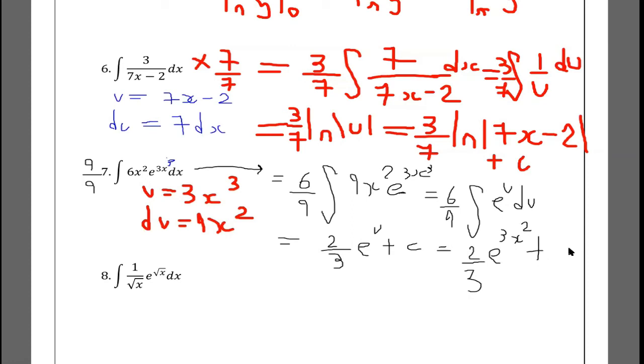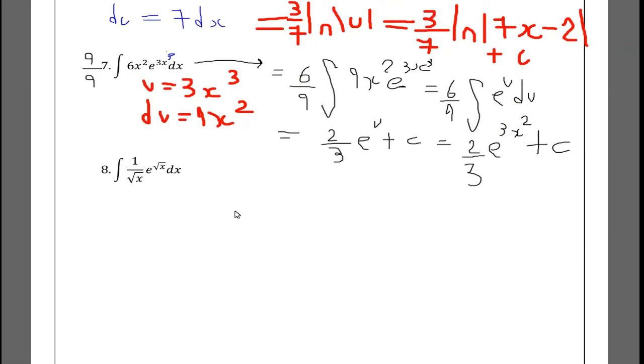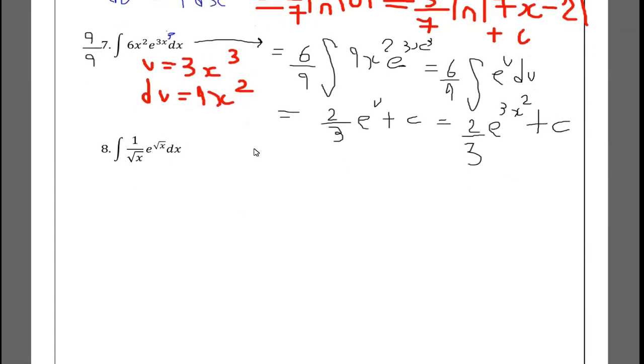So again, integration by substitution leads back to integration by recognition. Let's say that one more time. Integration by substitution leads back to integrating by recognition. Let's look at this other example now of substituting. Again, how do you know what to substitute?